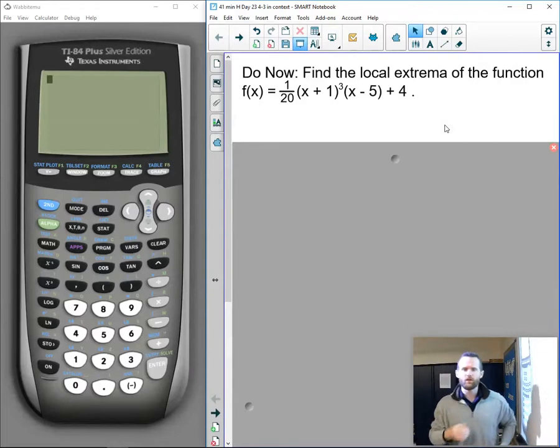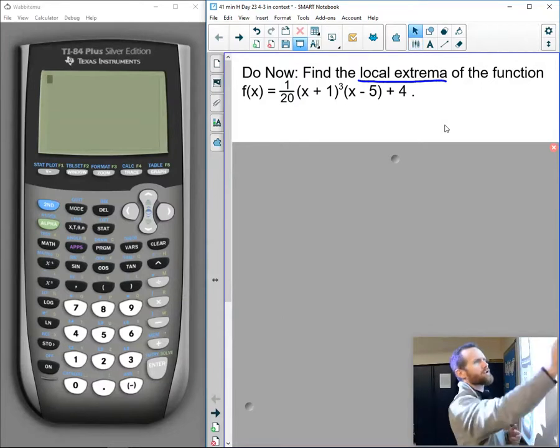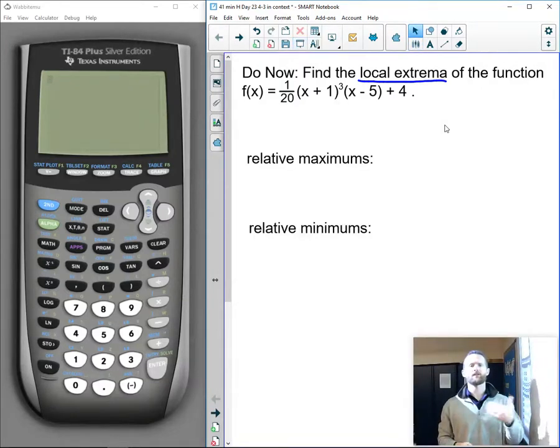We've got to find the local extrema of the function f of x equals 1 over 20 times x plus 1 to the third power times x minus 5 plus 4. Well, first we need to know what local extrema are. Local extrema are essentially relative maximums and relative minimums.